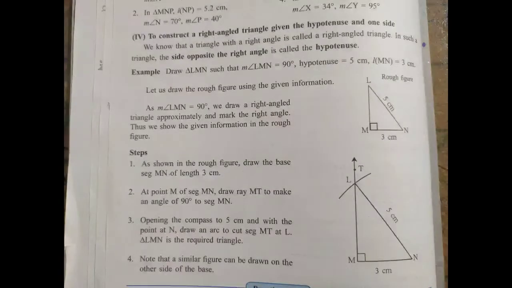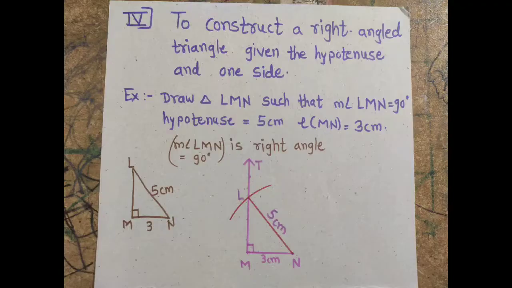Now we have studied the fourth construction. Draw a right angle triangle when the hypotenuse and one side of the right angle triangle are given. To construct a right angle triangle given the hypotenuse and one side.